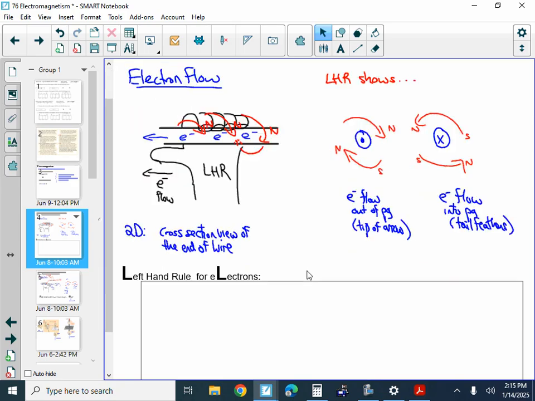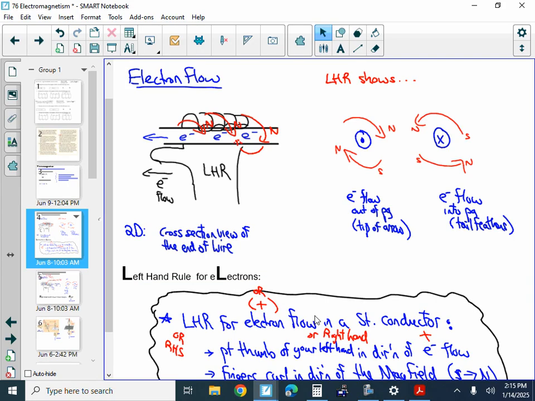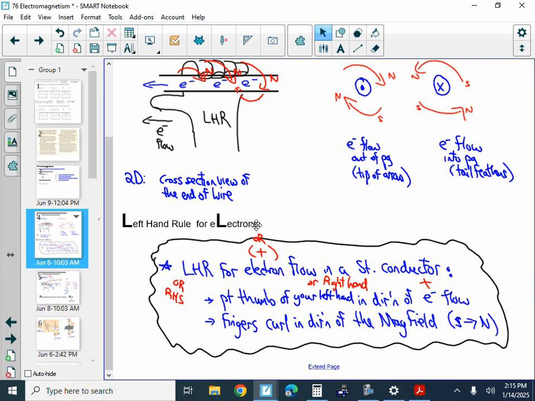Okay, so that's just the way to remember magnetic fields that are produced by current or electrons flowing in a straight conductor. So the left-hand rule for electrons, I like to point out that there's an L in both of those, right? And so you've got your left-hand rule for electrons: put your thumb in the direction of the electron flow, your fingers curl in the direction of the magnetic field, and the direction north would point.